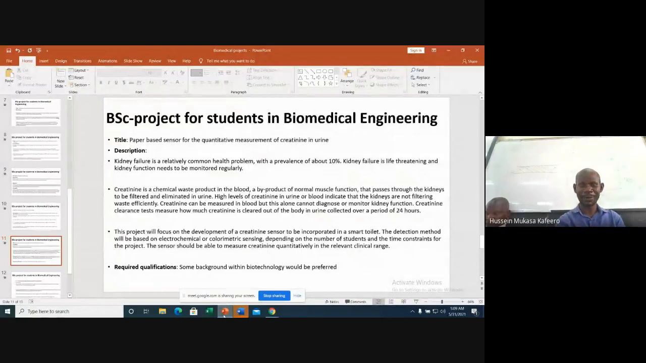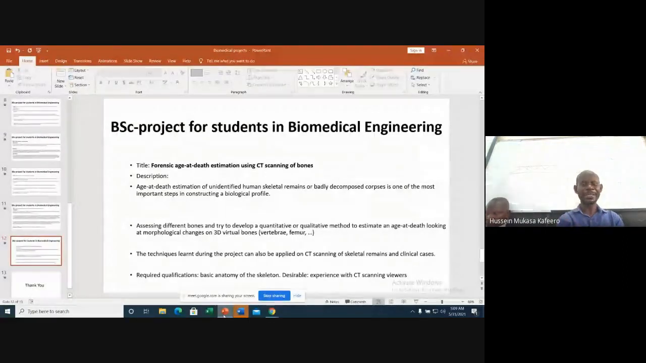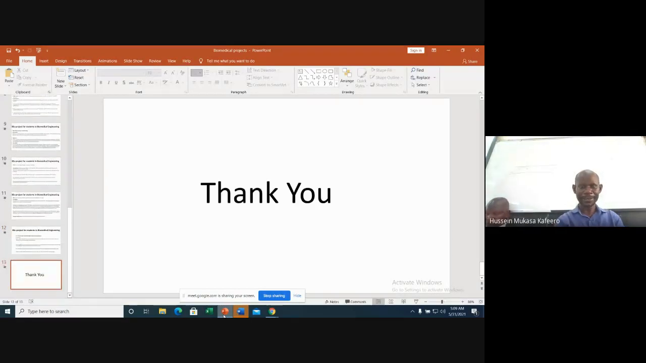This is another example one can try. Can we estimate the age at death? This can be used in forensic science. Somebody was killed a month ago, but somebody claims they were killed two weeks ago. Can you estimate the age at death using these devices by scanning the bones? And so that's another.